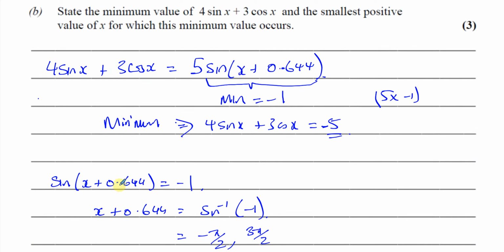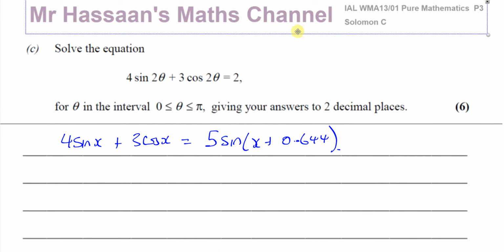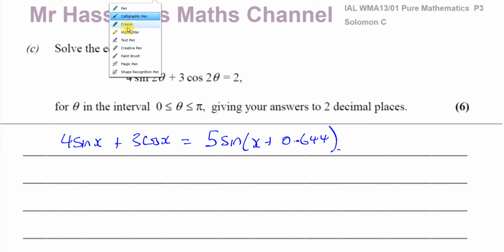Now, we're going to answer part C on the other page. Okay, now here we have question part C. I've just written down the result for part A and B because this will help us solving in part C. Normally it's got something to do with the previous questions. So it says solve the equation 4 sine 2 theta plus 3 cosine 2 theta equals 2. So we can see the link between this and the previous question.